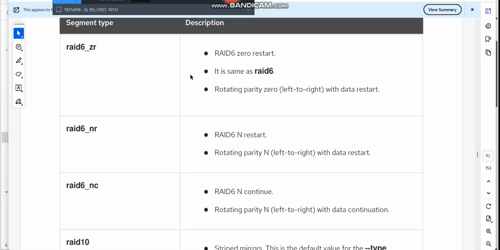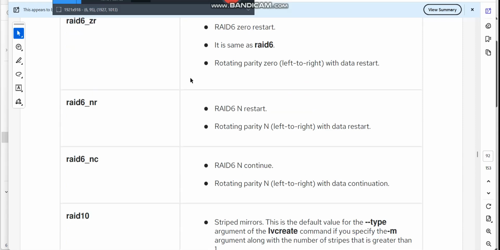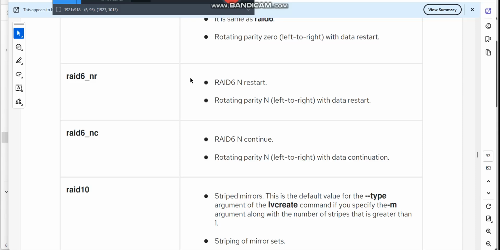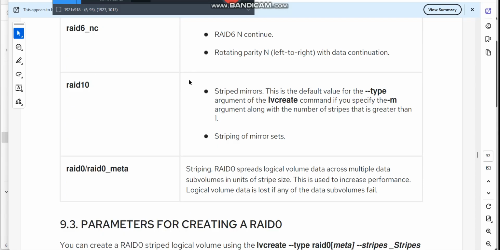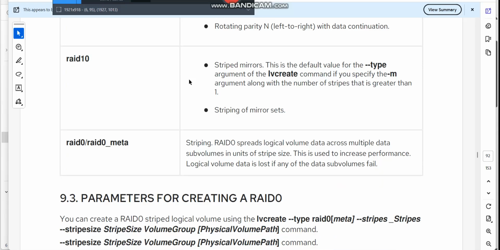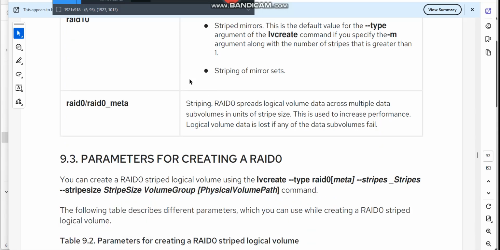raid6_zr, RAID 6 zero restart, it is the same as raid6, rotating parity 0 left to right with data restart. raid6_nr, RAID 6 N restart, rotating parity N left to right with data restart. raid6_nc, RAID 6 N continue, rotating parity N left to right with data continuation. raid10, striped mirrors. This is the default value for the --type argument of the lvcreate command if you specify the -m argument along with the number of stripes that is greater than 1. Striping of mirror sets. raid0 or raid0_meta.